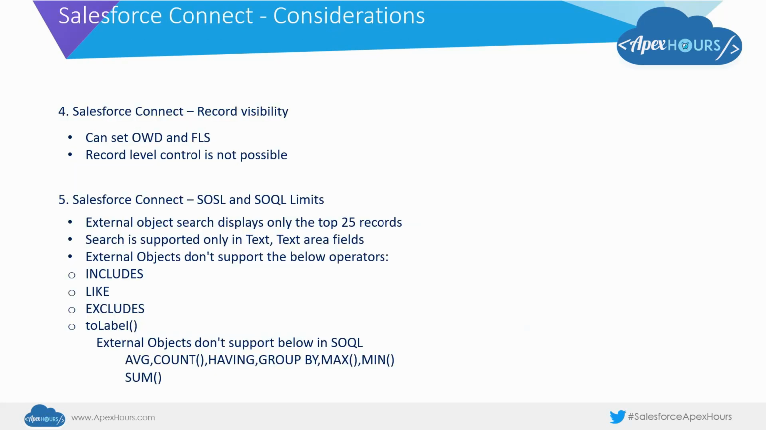Now let us see the other limitations associated with Salesforce Connect. Like I showed before, you will be able to set organization-wide defaults and FLS on external objects also. But record level control is not possible. That is, you won't be able to have sharing rules on external object records. In addition to this, there are a set of limitations for SOSL and SOQL queries also. Some parameters like the includes and excludes keywords cannot be used along with external objects. And also keywords like average, count, having, and group by are not supported with external objects.